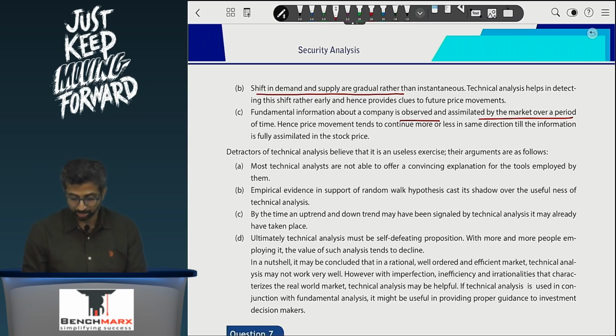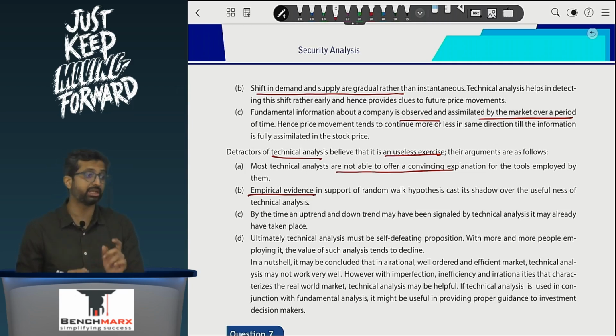The people who do not believe in technical analysis believe that it is useless information because they are not able to offer an explanation for the tools employed. Empirical evidence is there in support of a random walk. Random walk means price changes are random, they are not really based on a particular pattern.